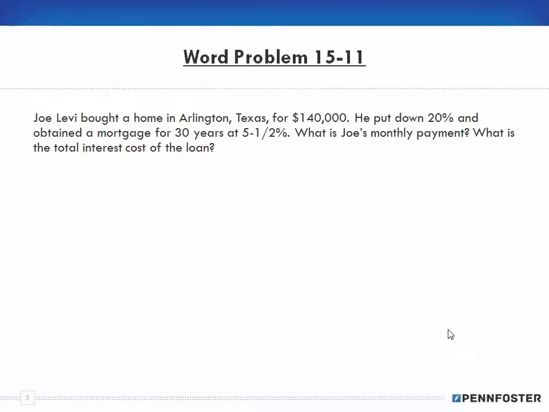Okay, problem 15-11. Joe Levi bought a home in Arlington, Texas for $140,000. He put 20% down and obtained a mortgage for 30 years at 5.5%. What is Joe's monthly payment, and what is the total interest cost of the loan? Okay, notice that the process is going to be the same thing as we did in the last problem, and the same as in the drill problems. The only thing that's different here is that we're not being told how much our down payment is. We're being told how much the percentage is, but we're not given a specific number.